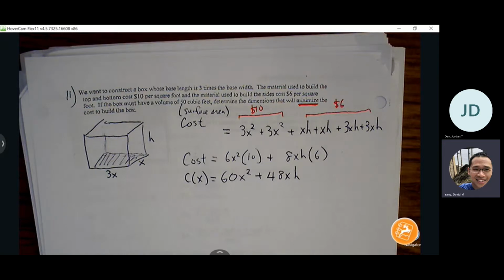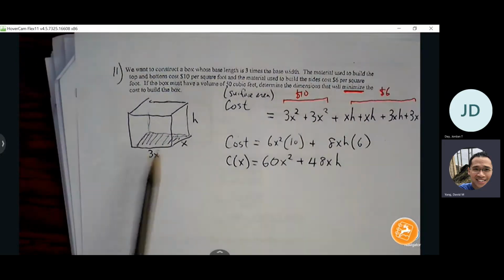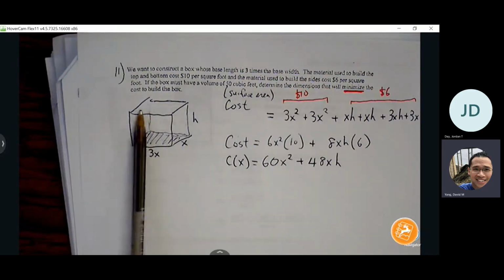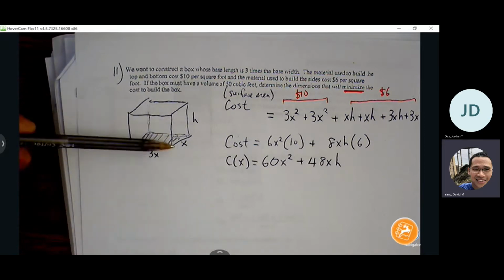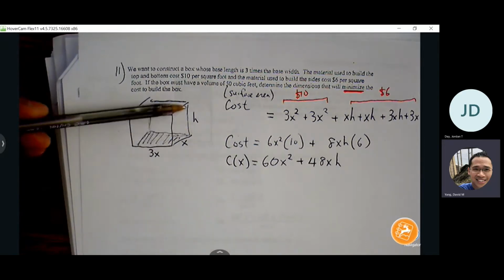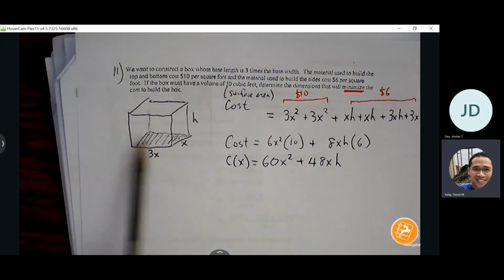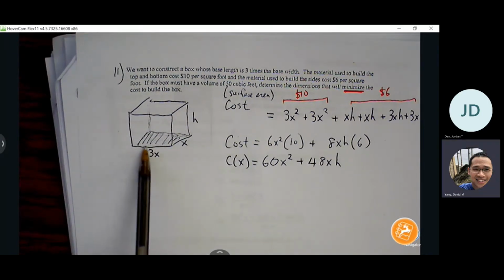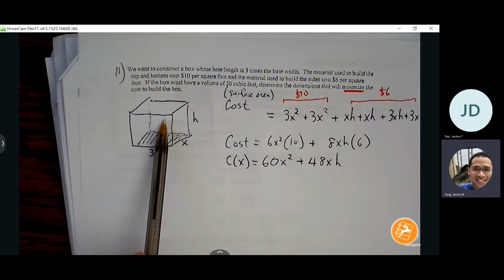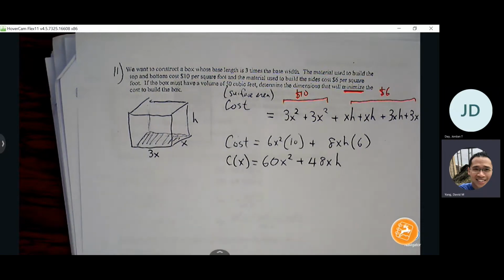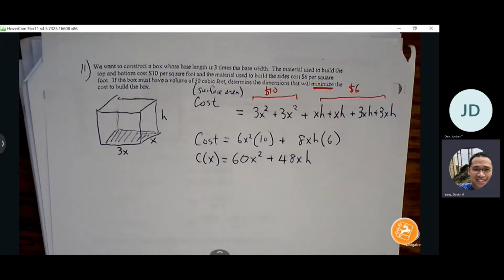Yes. So why can't each side just be xh? Oh, the reason why is because this face is longer than this face. So you see how the sides is length times width, x times h, but the front face here is 3x times h. You see how the front's a little bit larger? Okay. But to your point though, if it said that the base was a square base, then there'd be xh's all the way around. Okay.